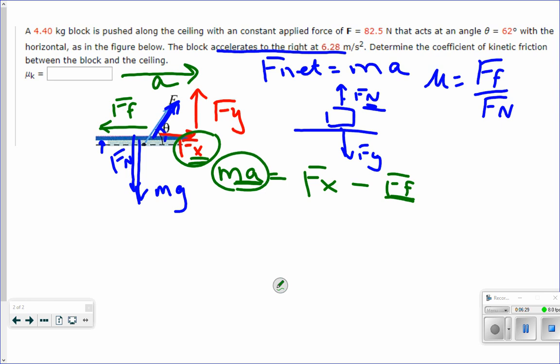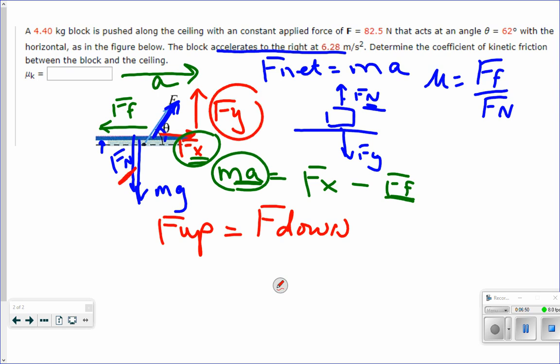Finding the normal force maybe is a little more ambiguous, perhaps is the right word. But this block is not going up into the ceiling or sinking down to the floor. So keep in mind that all of the arrows pointing upward have to equal all of the arrows pointing down. And you have an arrow pointing up here, and you have two arrows pointing down there. So that will allow you to figure out the normal force.